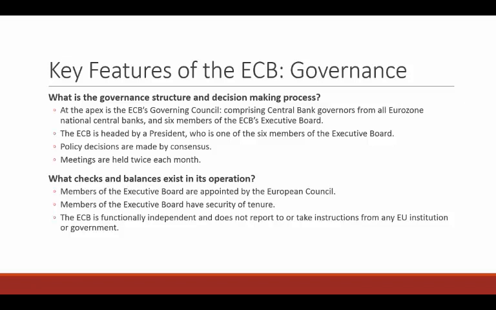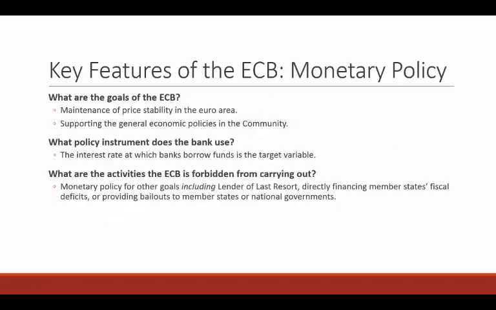In terms of the checks and balances for the ECB's operation within the EU, and in relation to member nation governments, the ECB is designed to be functionally independent of all of them in setting monetary policy and fulfilling its mandate. The members of the Executive Board, though appointed by the European Council, once appointed, have security of tenure. The ECB, under the treaty that created it, has a primary goal of maintaining price stability in the euro area. It also has a secondary goal of supporting the general economic policies in the community.